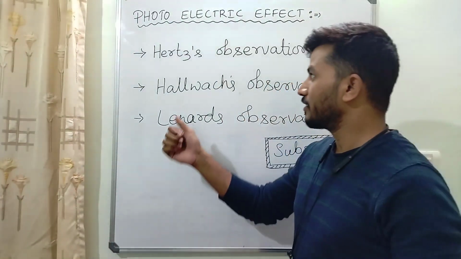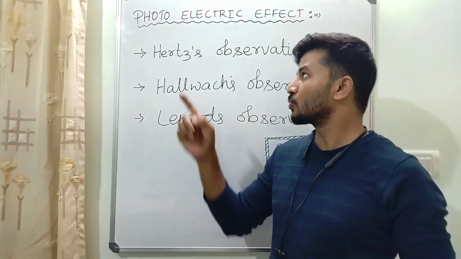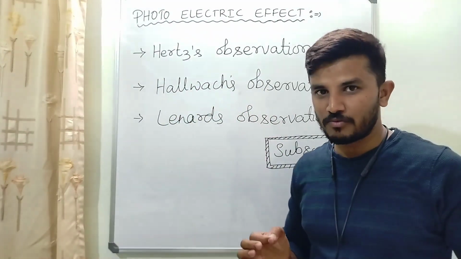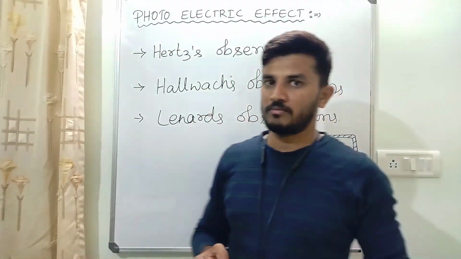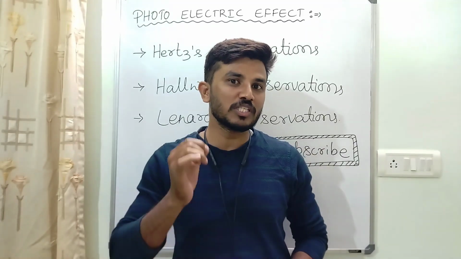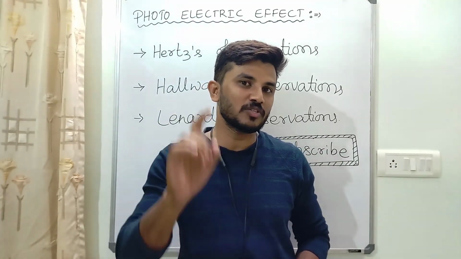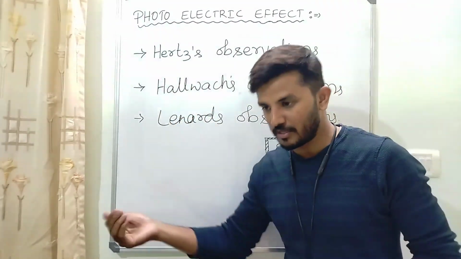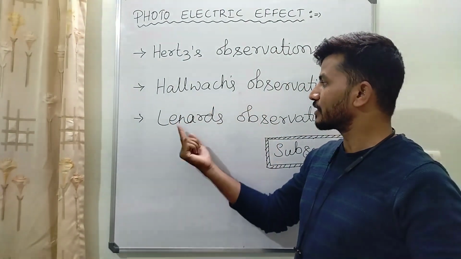Now, here I have written three observations. The first is Hertz's observation, the second is Hallwachs' observation, and the third is Lenard's observation. Henrik Hertz is the one who discovered the photoelectric effect for the first time. This is very important for 1 mark. We'll discuss that in detail now. Next Hallwachs, then Lenard.